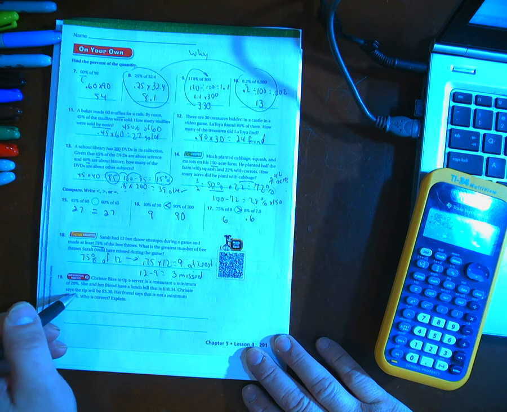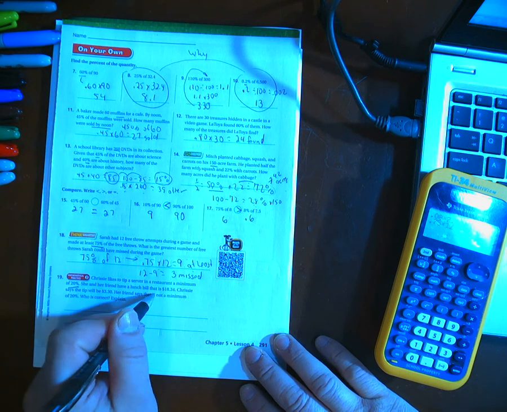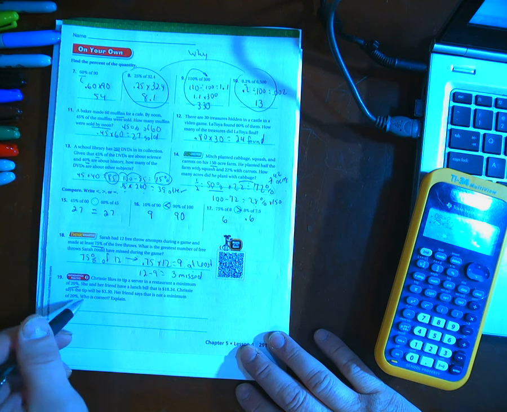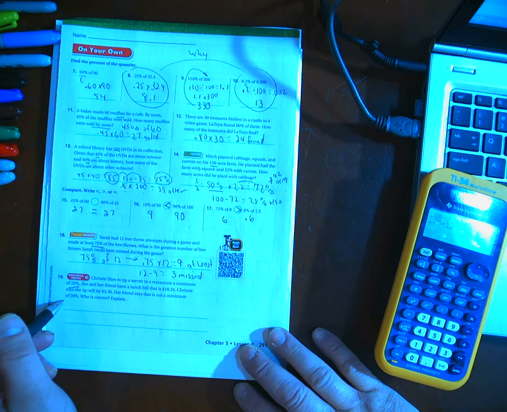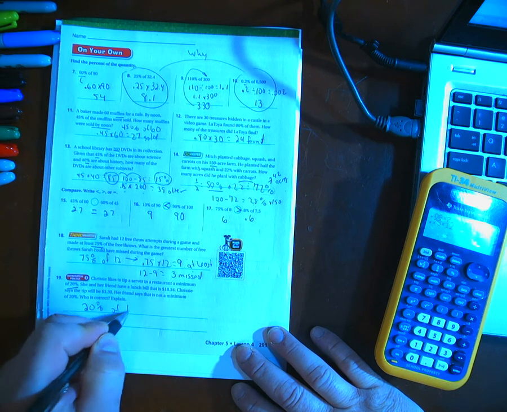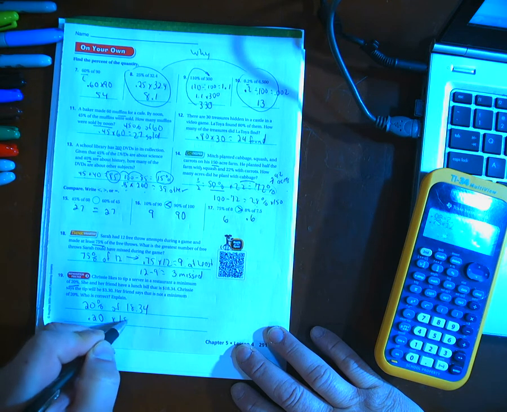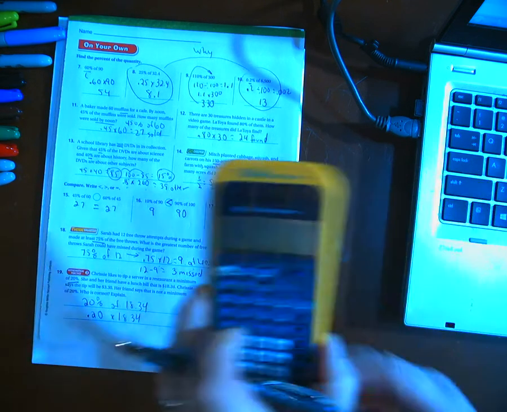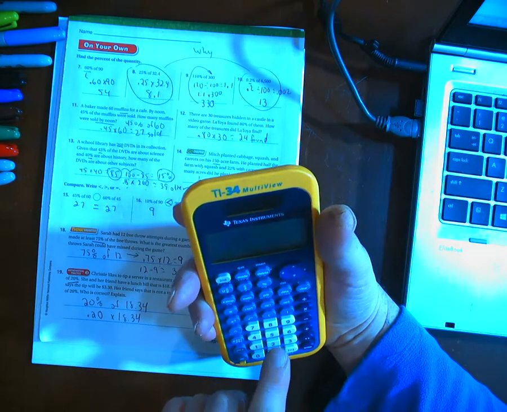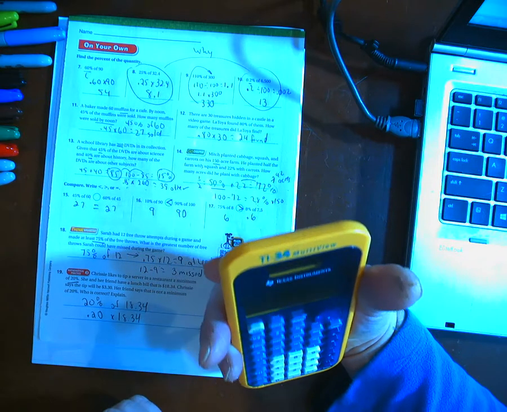Chrissy likes to tip a server at a restaurant a minimum of 20%. She and her friend have a lunch bill of $18.34. Chrissy says the tip will be $3.30. Her friend said that is not a minimum of 20%. Well, it's an easy answer. 20% of $18.34, so 0.20 times $18.34. I'll take my calculator. 0.20 times 18.34.